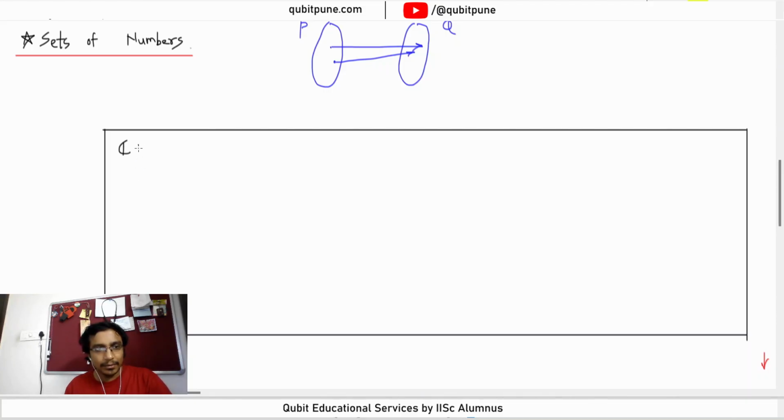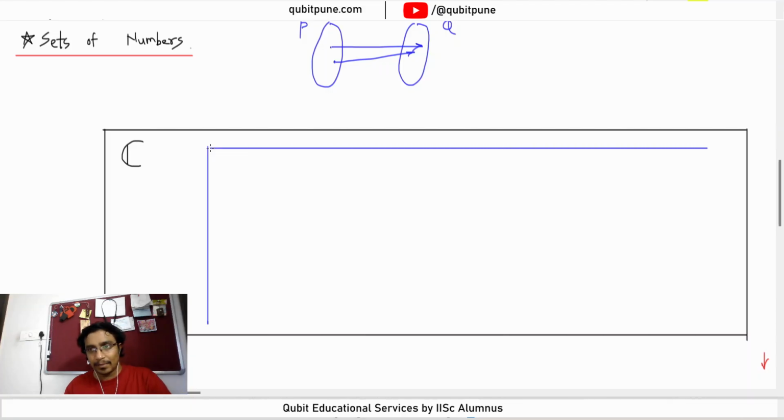The set C denoting complex numbers. Now I will always draw a vertical line and I want to distinguish it from a letter. So this is the letter C and this represents the set of complex numbers. Okay, so the set of complex numbers C. Under it we have the set of real numbers R.